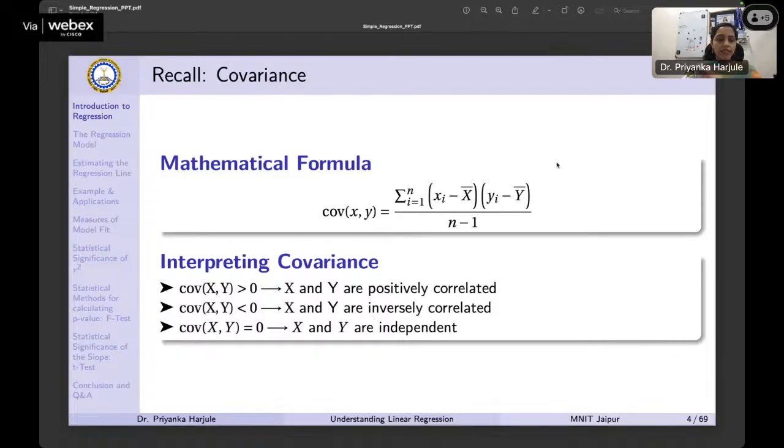So here your xi and yi are the individual data points from the variables x and y, and x bar and y bar are the averages of the variables x and y. And n is the number of paired data points. So this formula calculates how much two variables change together.